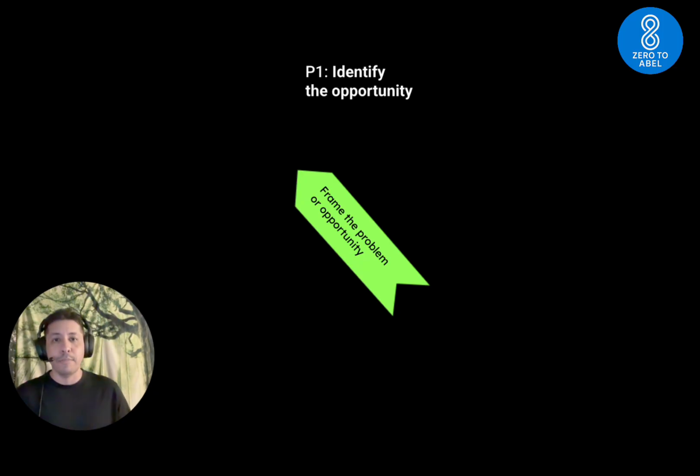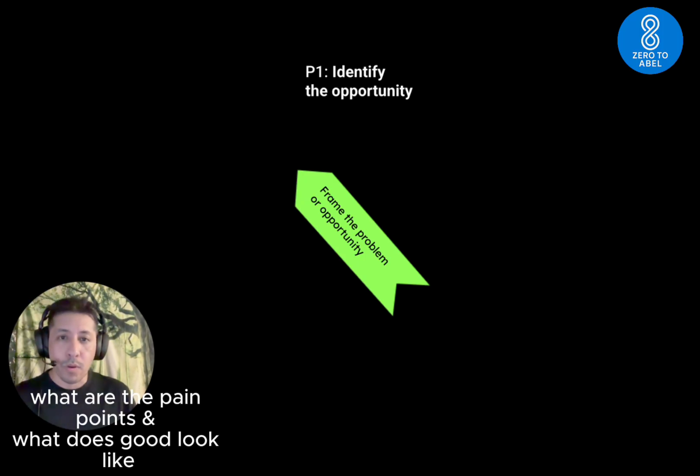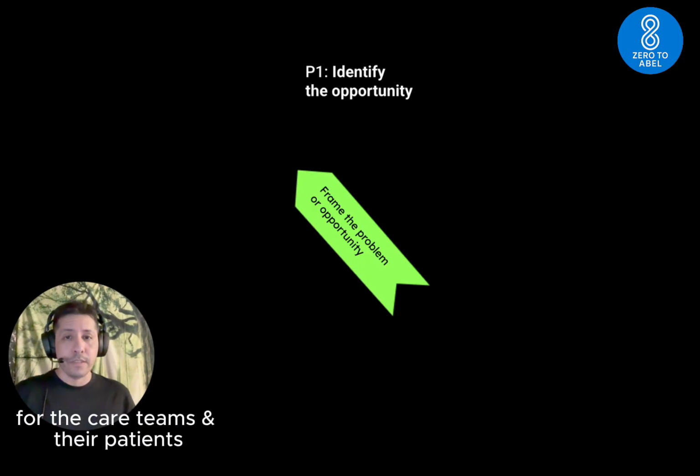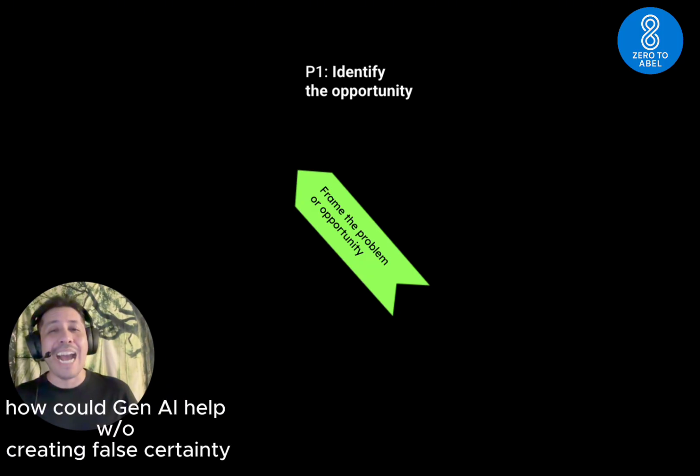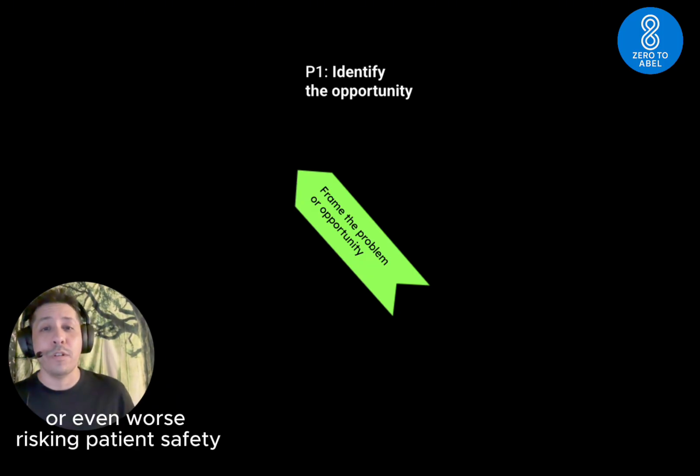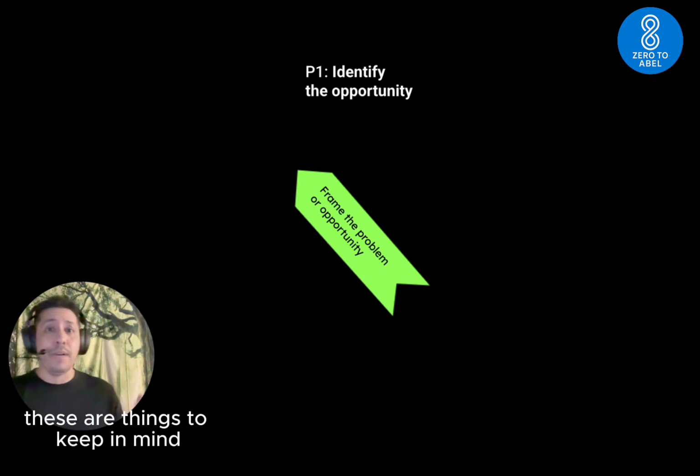Something about clinical trial eligibility, the criteria and the detail are very specific. It's all about who can be included and who must be excluded. And working through them can get significantly overwhelming. That's why we approach this the same way that we would any real world problem. We try to understand who's struggling the most, what the pain points are, and what good looks like for the care teams and their patients. And also, how could GenAI help without creating false certainty or even worse, risking patient safety? These are things to keep in mind.